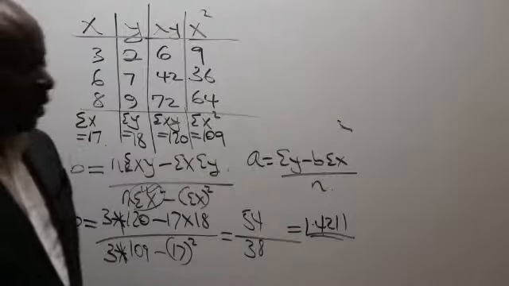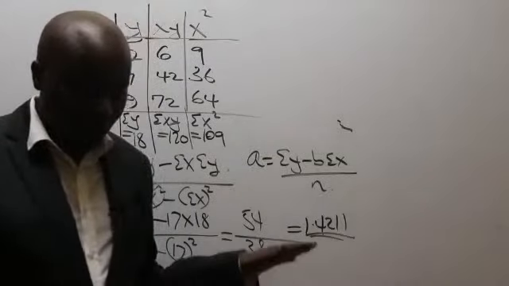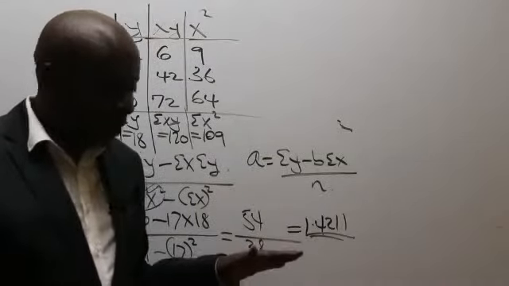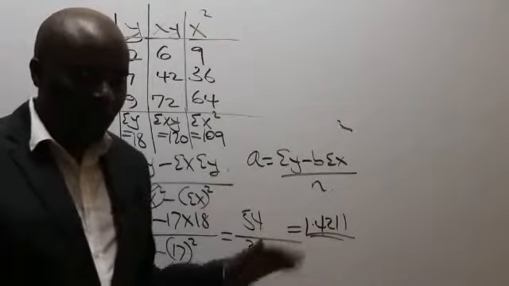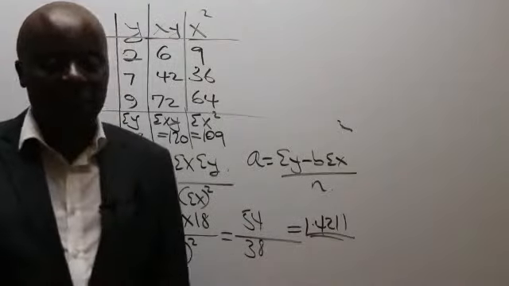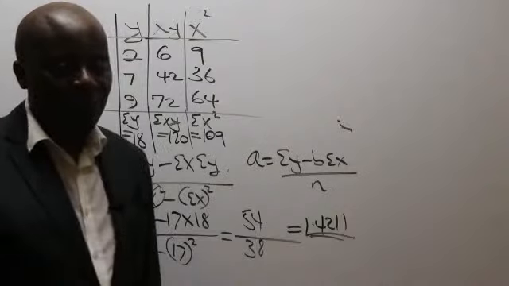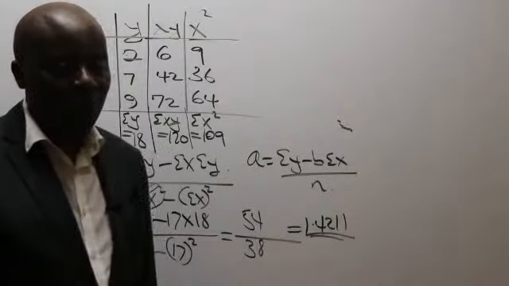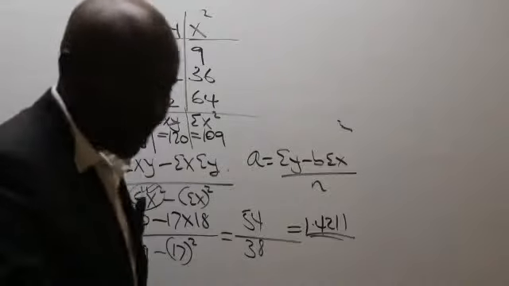Or do you want us to? I would rather we work with 4 decimal places. Let's work with the 4 decimal places. 1.4211. Silas. 4 decimal places. Thank you very much.